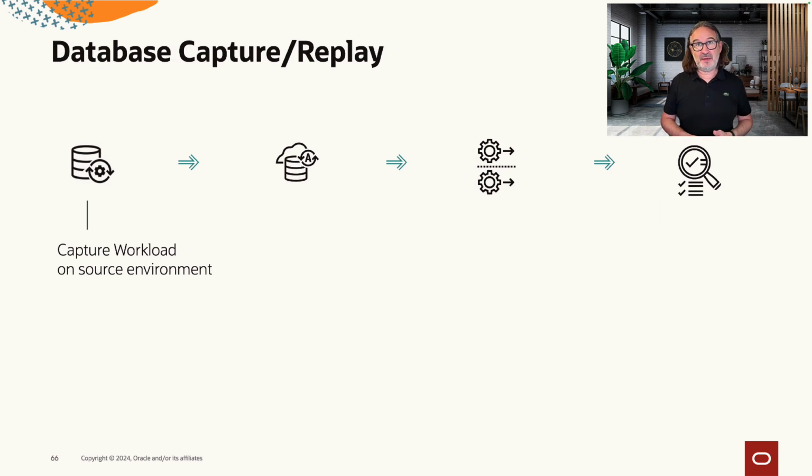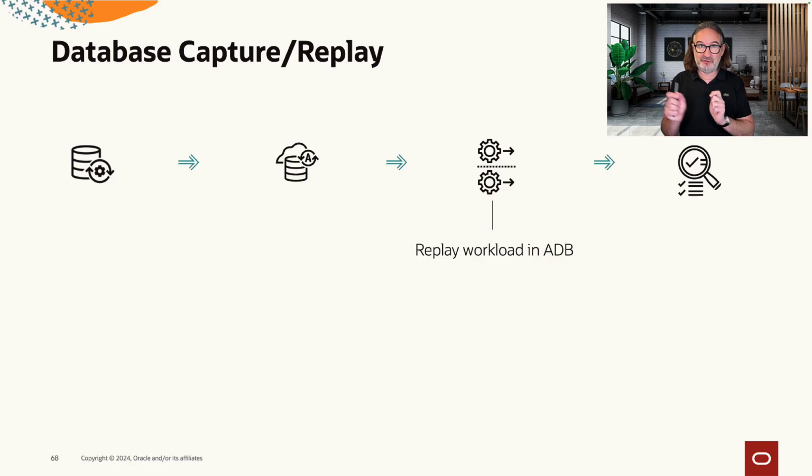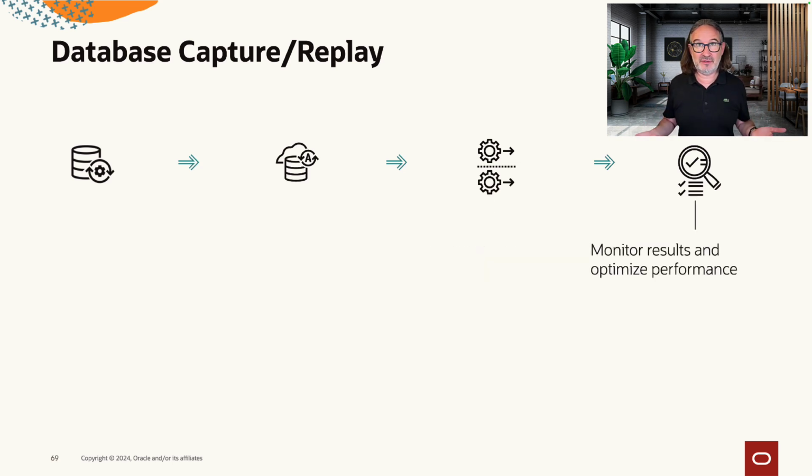The other part, database capture replay, is now working the following way. We capture a workload on a source environment. So you define a directory and you capture the workload. Sounds simple? It is very simple. You move the capture files to ADB into the object storage or in your FSS, wherever, and then you replay the workload. There you don't have as many switches to flip around as you have when you do this on-prem, but for a start, this typically works nice. And then we monitor the results and we optimize performance again, either relying on ADB or doing some manual treatments.